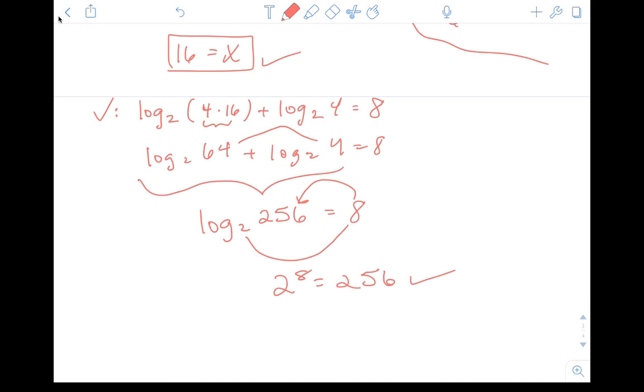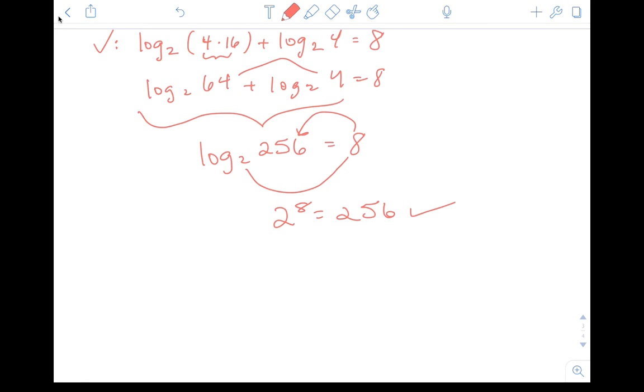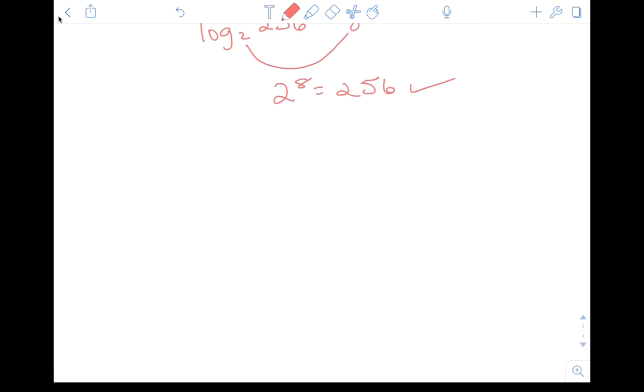Next time in 2.6, we're going to do some more difficult ones. Once these get good, once you get comfortable, we need to make sure you handle what's extraneous and what's not extraneous. So that's coming in lesson 2.6.